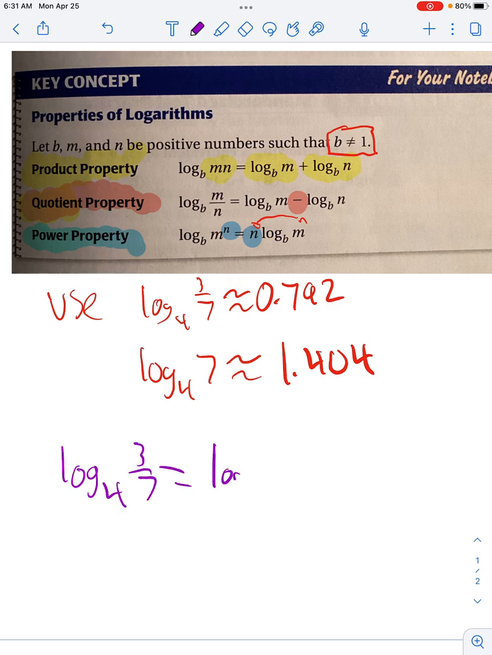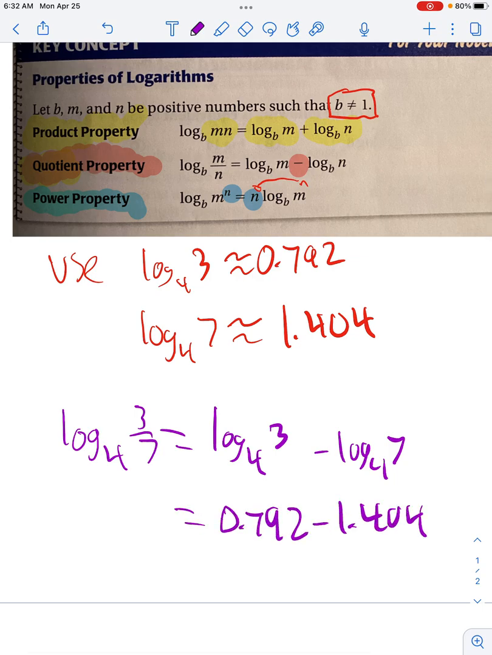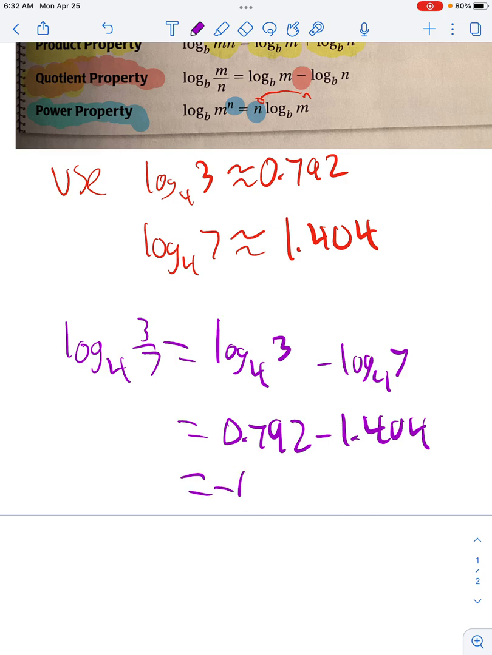What we would say is, well, we have log base 4 of 3 minus log base 4 of 7. So we give you each individual one. I apologize. Now I could just do direct substitution to get an answer of negative 0.612.